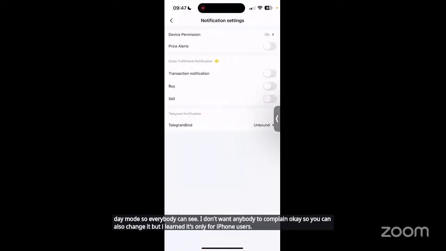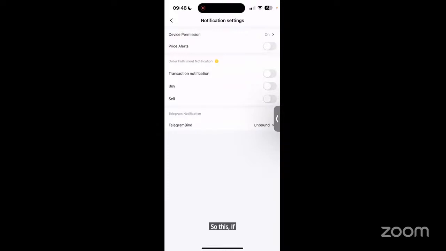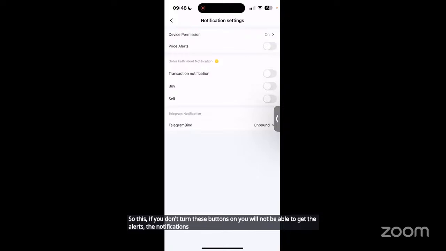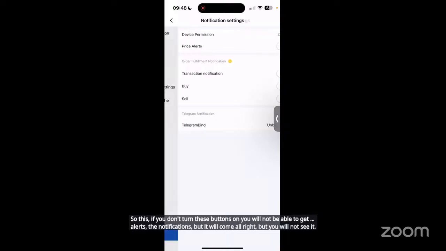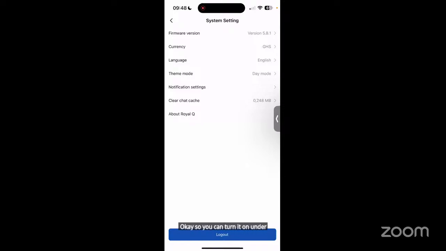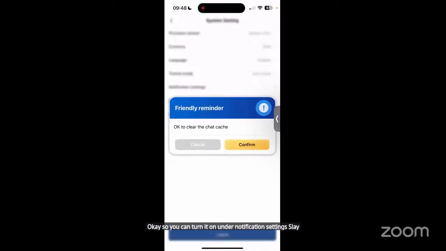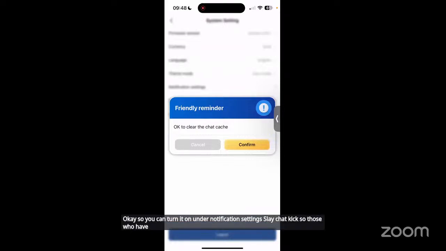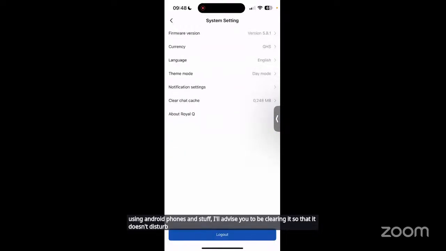If you don't turn these buttons on, you will not be able to get the alerts, the notifications. It will come all right, but you will not see it. Okay, so you can turn it on under notification settings. Clear chat cache. Those who have been using a lot of Android phones, I'll advise you to be clearing it so that it doesn't disturb you. Okay, or if you don't have enough space, you can be clearing it as well.